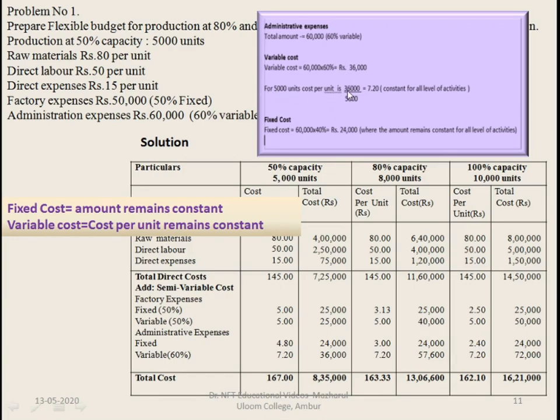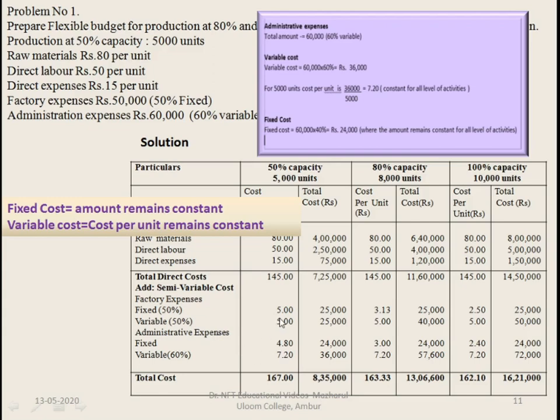Per unit it is 36,000 divided by 5,000. That is 7 rupees 20 paise, 7.2. This 7.2 is constant for all levels of activities. So, see here, variable 60%, 7.2, 7.2 and 7.2. As usual, 7.2 into 5,000 will give you 36,000. 7.2 into 8,000 will give you 57,600. 7.2 into 10,000 will give you 72,000.